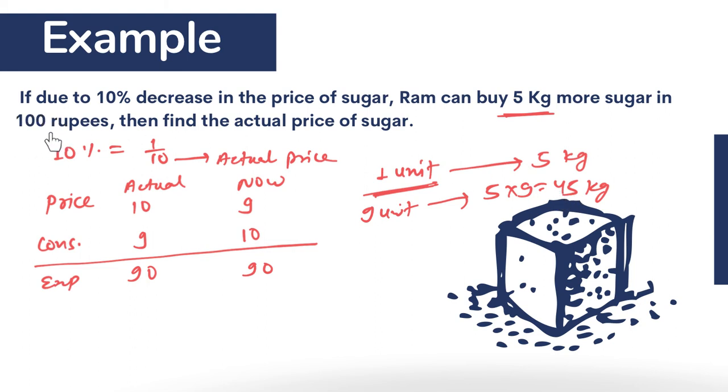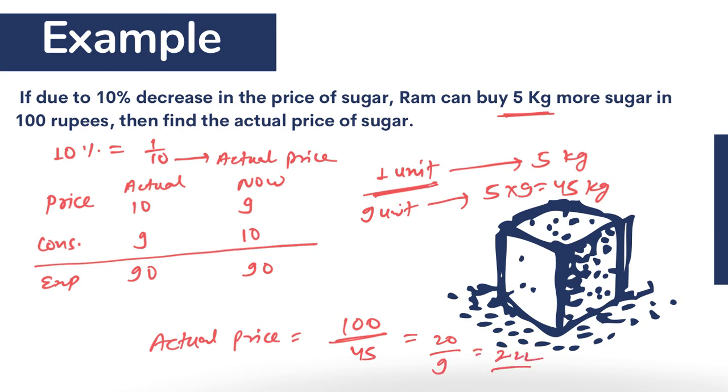So I can divide this 100 by 45, so I will get the actual price. My actual price is 100 rupees, because he was purchasing 45 kg on 100 rupees. So 100 divided by 45. When I cut by 5, I will get 20 by 9, which is equal to 2.22. This is 2.22 rupees per kg.